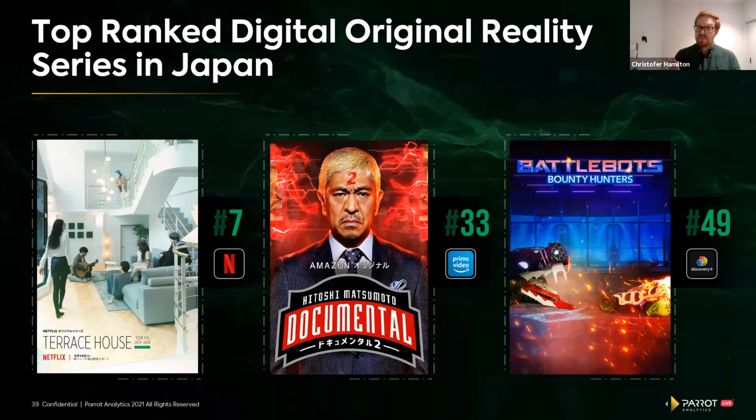And finally, another competition reality, but totally different from comedians trying to make each other laugh. We have BattleBots Bounty Hunters. So that's a spin-off of the original BattleBots series, and this is on Discovery Plus. It does very well in Japan compared to how it does globally. The premise of this show is teams are building robots that they put in head-to-head battle, trying to destroy one another. Again, competing for a prize at the end. So three very different flavors of reality content that are succeeding in Japan.